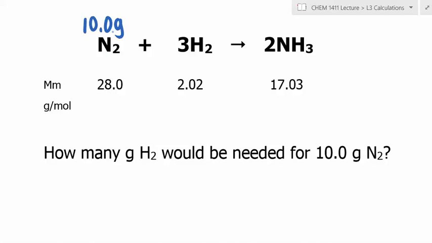This is a basic stoichiometry problem. We have the amount of one reactant, 10 grams of nitrogen, and we're wanting to see how much of another reactant that we need to react with that. Conversion factor problem. We start with our given.